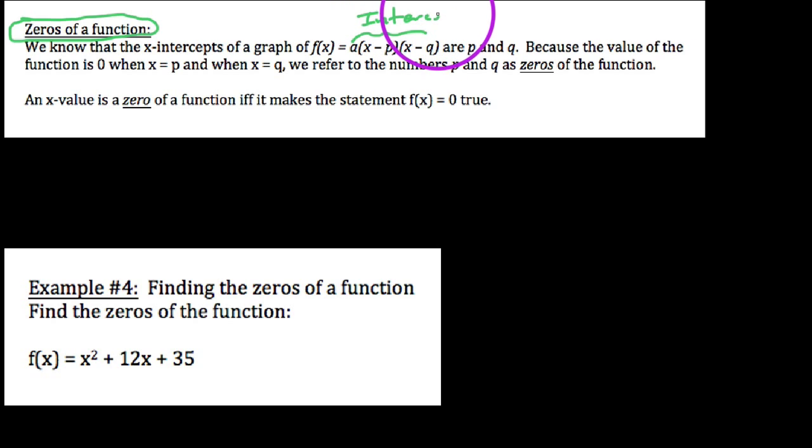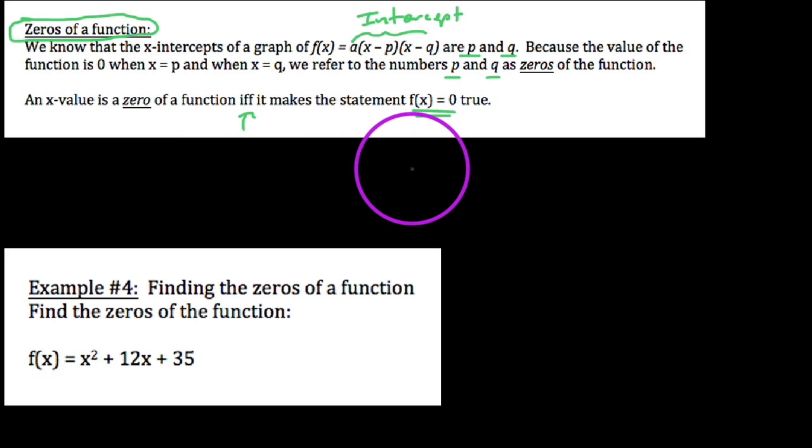We know that the x-intercepts fall at p and q, and we say that this is because the value of the function is 0 when x equals p and when x equals q. If that's the case, we refer to these numbers p and q as the zeros of the function. So when we use the word zero of a function, we really say that any x value is a zero of a function if and only if it makes this statement true right here.